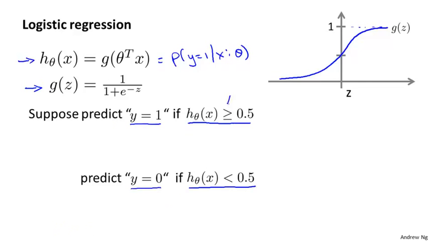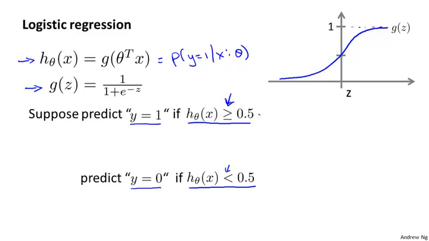And I chose a greater than or equal to here and a less than here. If h of x is equal to 0.5 exactly, then we could predict positive or negative, but I put a greater than or equal to here, so we default maybe to predicting positive if h of x is 0.5, but that's a detail that really doesn't matter that much.